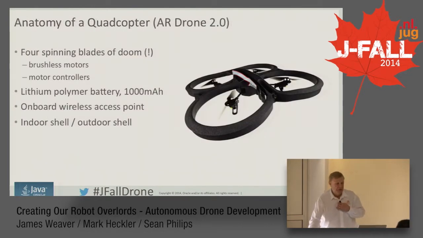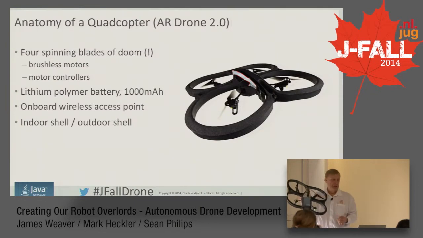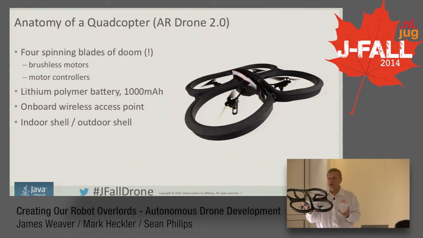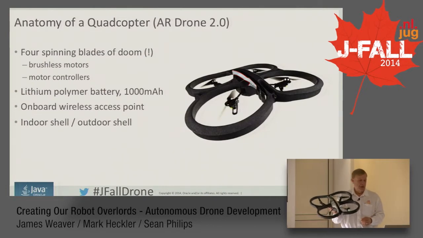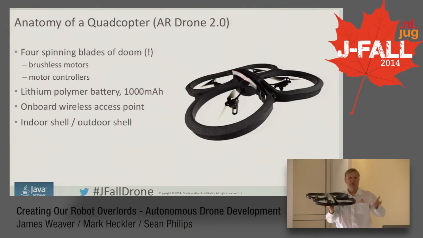So the anatomy of a quadcopter: there are four spinning blades of doom here. There are brushless motors. There's four motor controllers. There's a lithium polymer battery in here. Draws 1,000 milliamps. There's an onboard wireless access point on the drone, and that's communicated to by the API, the computer, over Wi-Fi. And there's an indoor shell, and then there's an outdoor shell that's not quite as protective.